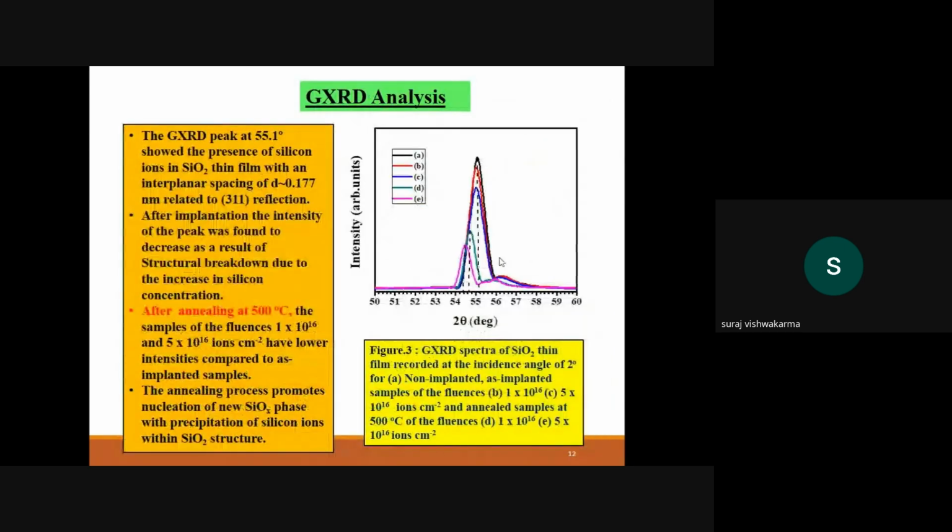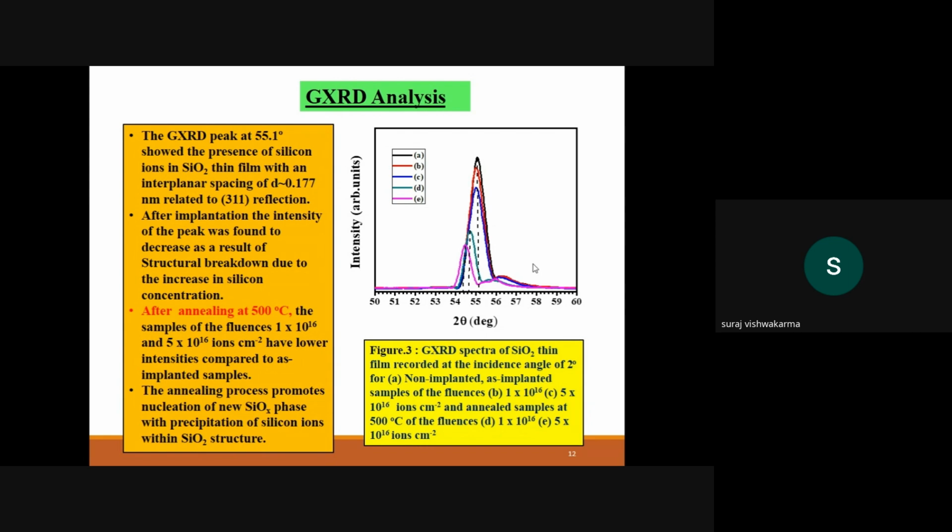Then this is a very important analysis, glancing angle X-ray diffraction. We have taken this analysis to find out whether, at a particular temperature, because this was not done at the same temperature, it was done at 500 degrees Celsius. The glancing angle was 2 degrees, so it is not going very deep inside, but it is an analysis that reaches where the nanocluster has actually been developed.